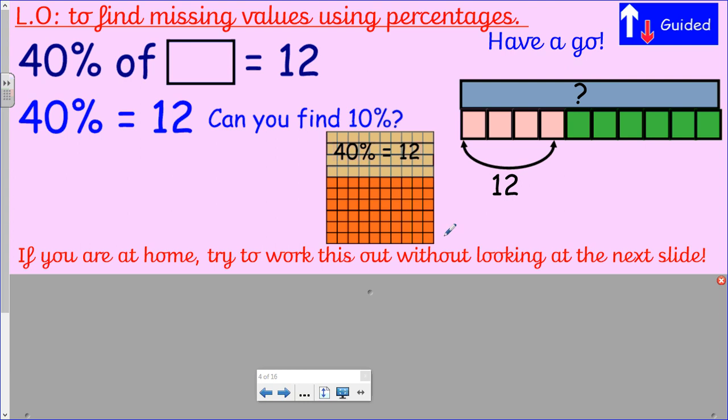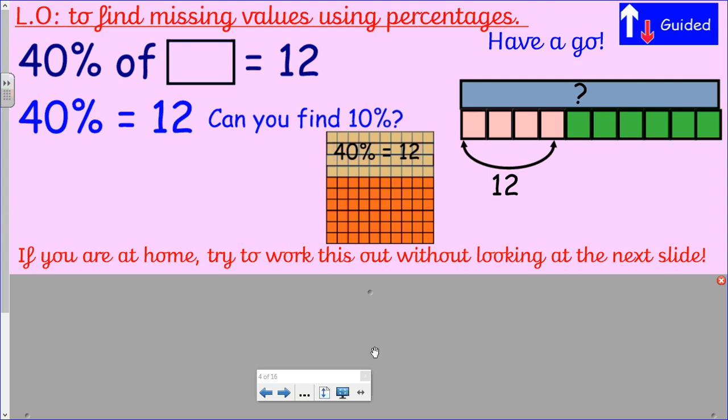Now, I've put you in a little hint here. Can you find 10% first? Because if you can find 10% again, you can just times it by 10 like we did on the last one. Okay? There's another clue here. This is what we don't know, but we do know that 40% is 12. So 1, 2, 3, 4, 40% or 4/10 is 12. So think about, please pause the video and have a go again. Think about just finding 1/10 or 10%. Okay, right, pause the video, have a go.